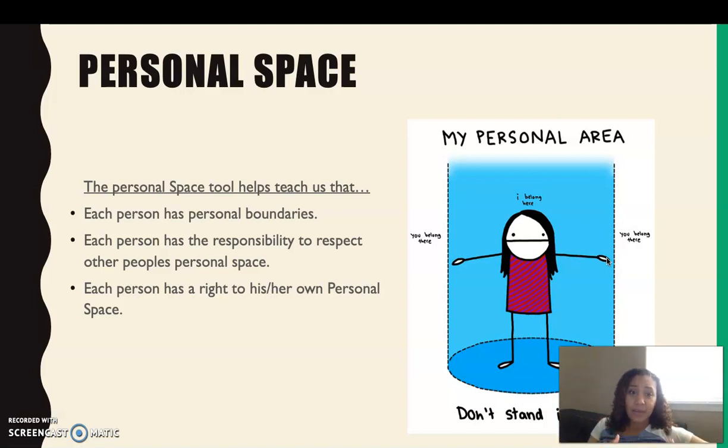So the idea is that once again with personal space, it's teaching us that each person has their own personal boundary, that each person has the responsibility to respect other people's personal space. So like I said, for you, your circle might be a little big, it might be a little small, but regardless, we can't judge others for the amount of personal space that they want. We have to respect that and understand that that is their personal decision to decide whether or not they want more or less personal space.